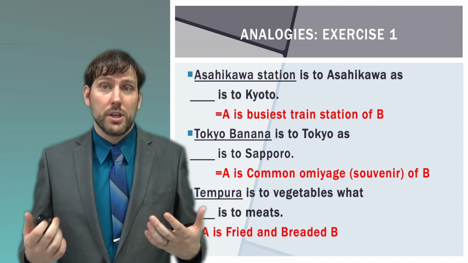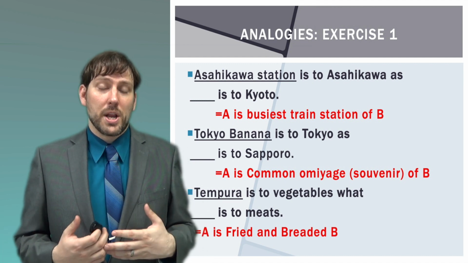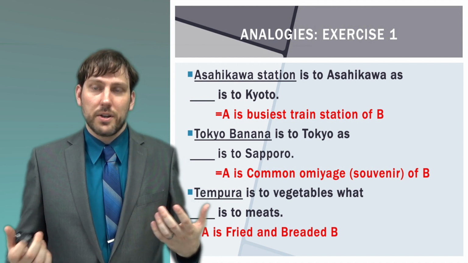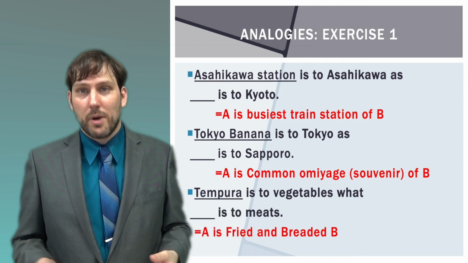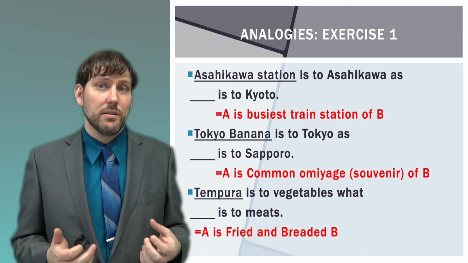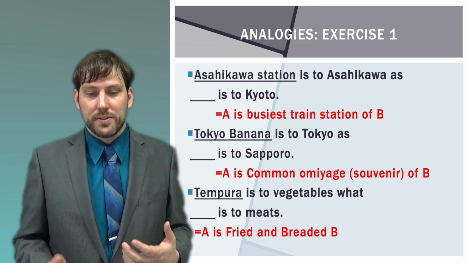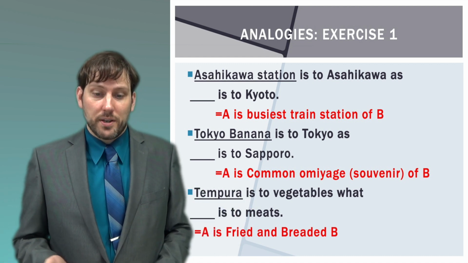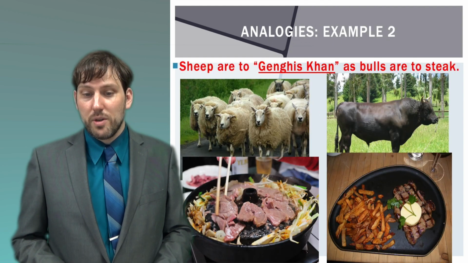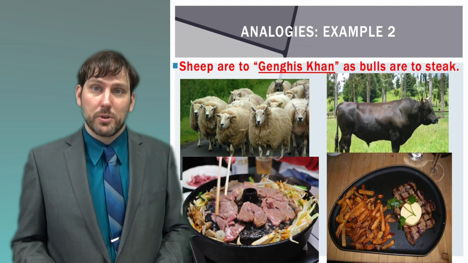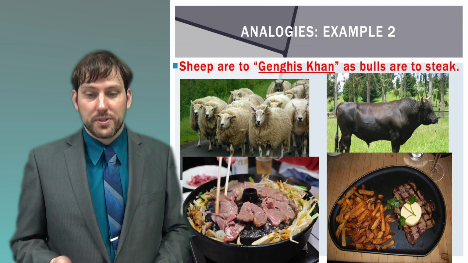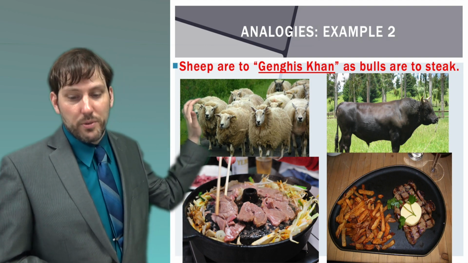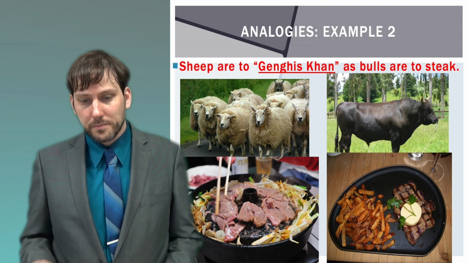So it's something where we are placing it in breading and frying it. So the analogy here is that this is the same sort of modification. It's not perfectly identical, but this is the idea in analogies. So this is the fried, breaded versions of these items. Another one. So sheep are to what Japanese people call Genghis Khan, as bulls are to steak. So we have the animal being transformed into the food.